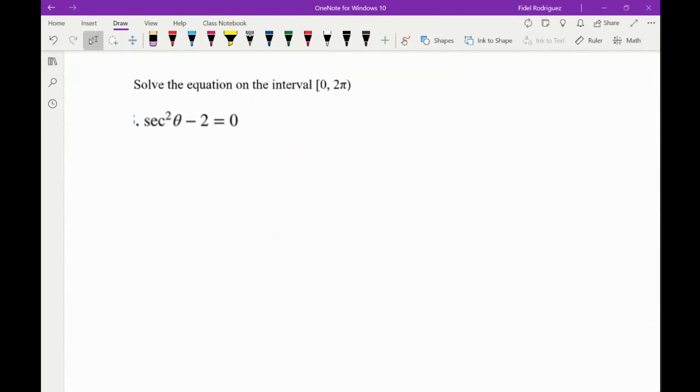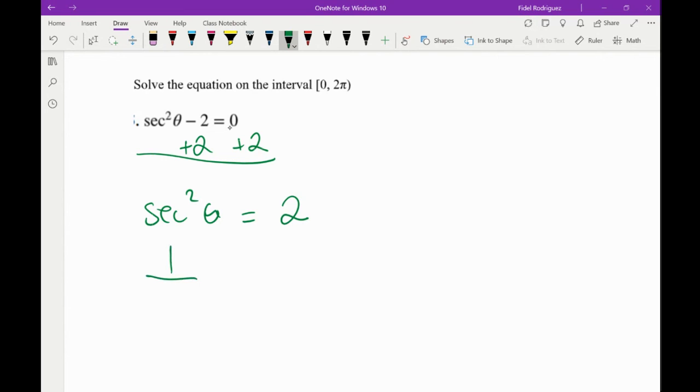All right. So guys, let's take a look at the next one here. We're going to go about this the same exact way. We have secant squared theta minus 2 equals 0. First thing we're going to do, we're going to add 2 to both sides. So we have secant squared theta is equal to 2. Guys, is there another way for me to write secant squared in terms of sines and cosines? Anybody know what secant squared is? 1 over cosine squared, right? Good.